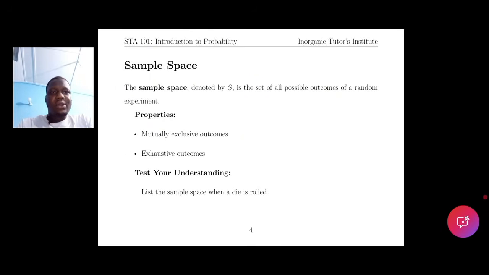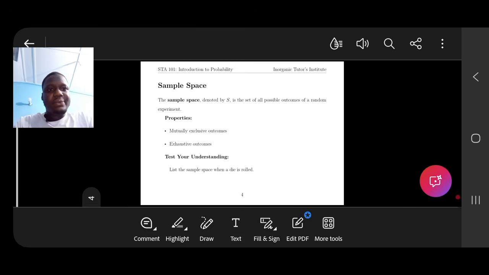So in this test, we have to list the sample space when a die is rolled, and I've mentioned this severally. The set of possible outcomes when you roll a die is either a 1, 2, 3, 4, 5, or 6. Let me demonstrate how to write the set of a sample space.